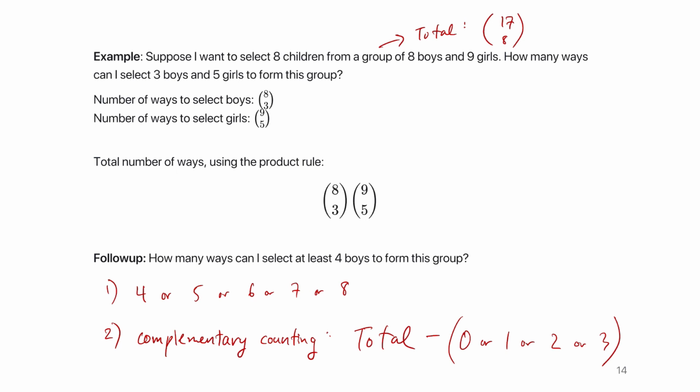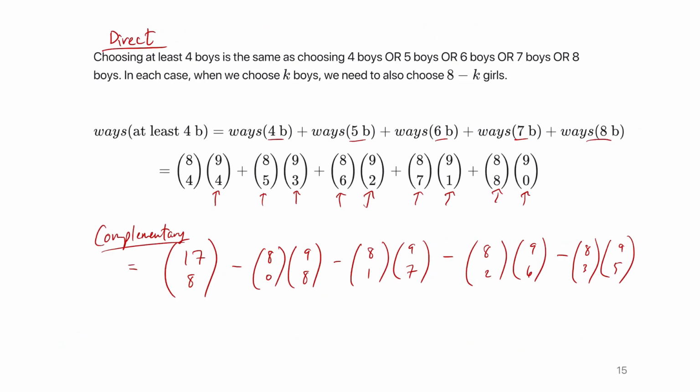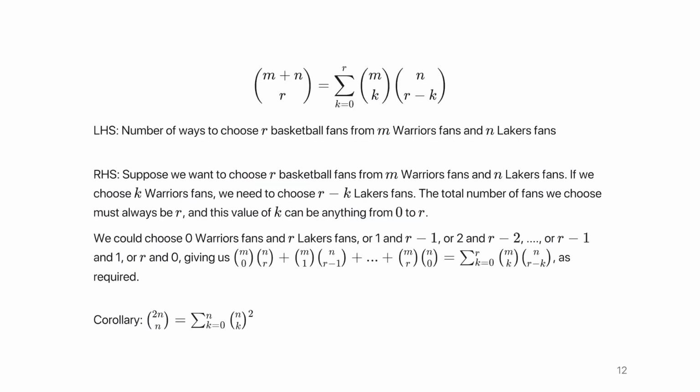Alternatively, I could start with the total and subtract out the number of ways to select 0 boys, 1 boy, 2 boys, or 3 boys. And we saw that our sum is exactly Vandermonde's identity. The first way we counted the number of ways to choose at least 4 boys, we did it directly: 8 choose 4, 9 choose 4, and so on. Notice every time the number of boys we chose increased by 1, from 4 to 5, the number of girls we chose decreased by 1, from 4 to 3, because the total number of people we chose has to be constant. We're always choosing 8 people in each of these cases. And so that's exactly the same as what we're doing over here.